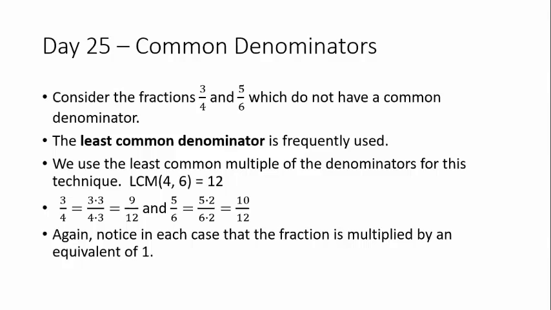Let's move to the second fraction, 5/6. I need to convert the 6 into a 12. That means I need to multiply it by 2. So I'll multiply both the numerator and denominator by 2. 5 times 2 is 10, 6 times 2 is 12, and I get the fraction 10/12. So now I have fractions with a common denominator, 9/12 and 10/12. Both have a denominator of 12.